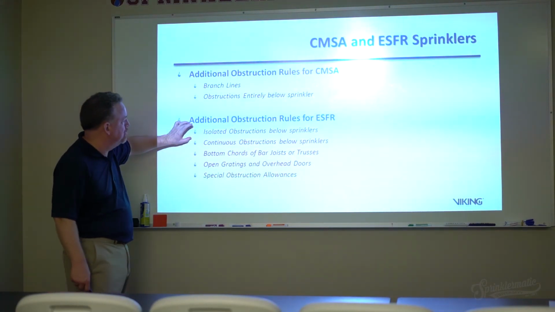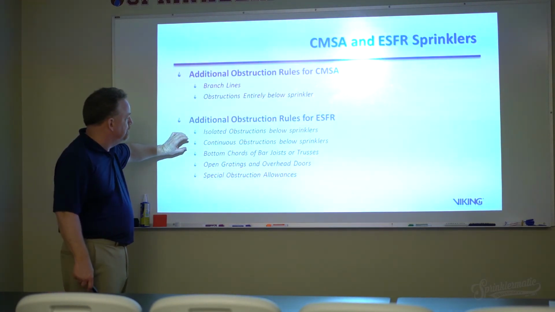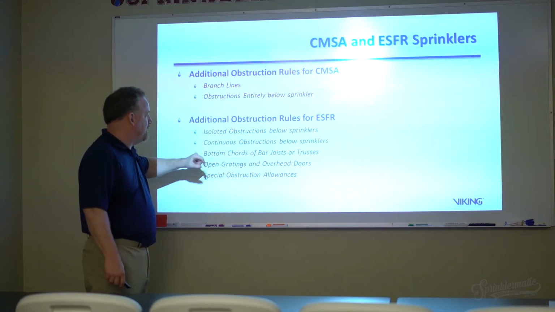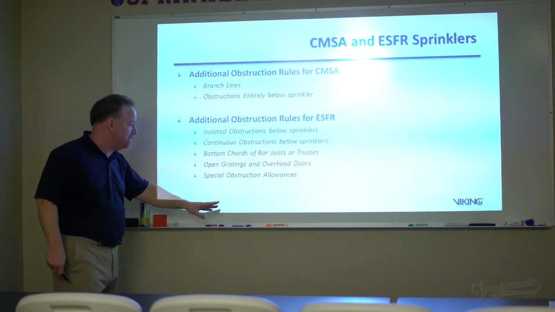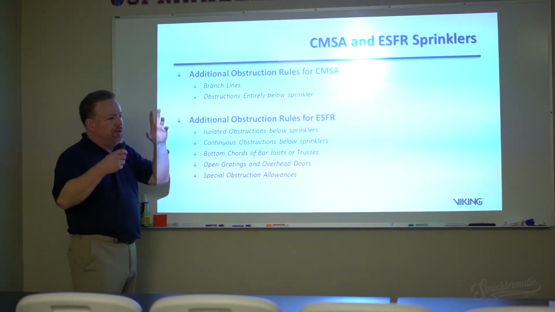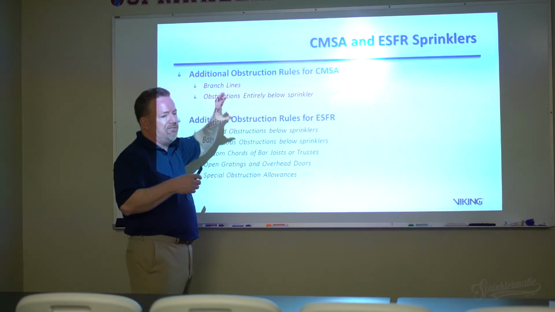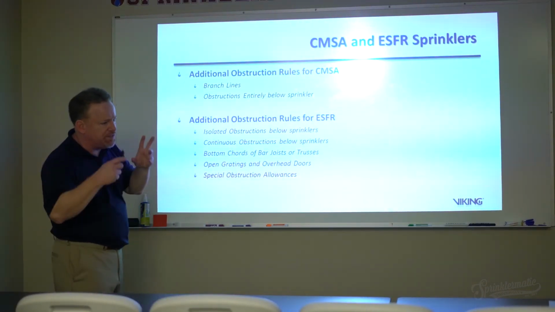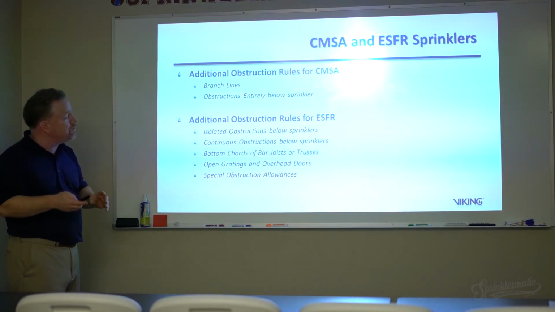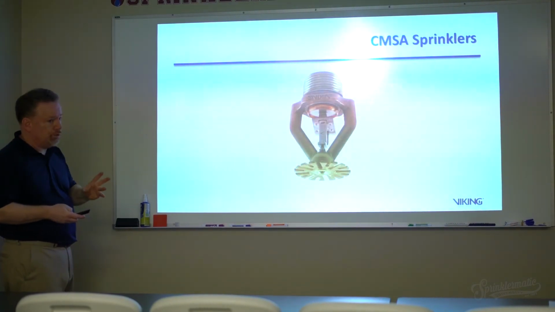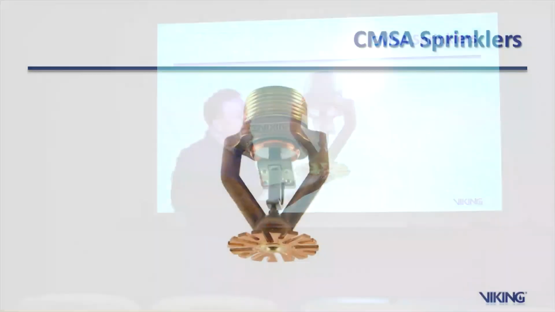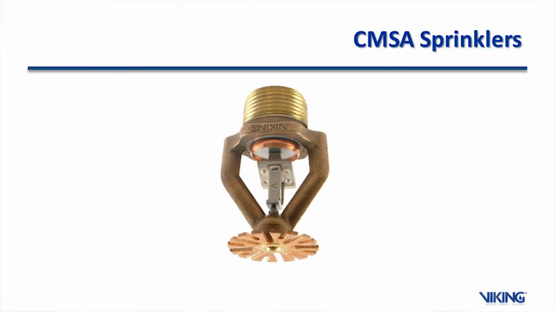So we do have additional rules for isolated obstructions below sprinklers, continuous obstructions below sprinklers, bottom cords and bar joists, open grates and overhead doors, and special obstruction area allowances. So by the time you get to 8.11 and 8.12, these are specifically geared towards these sprinklers that protect storage occupancy. Now, I'll have you look at this, because in a minute I'm going to show you an ESFR sprinkler.